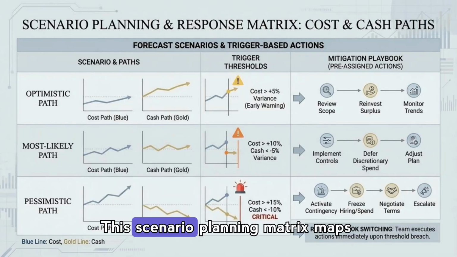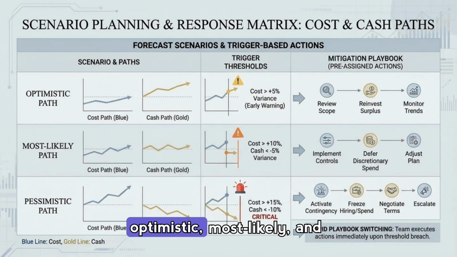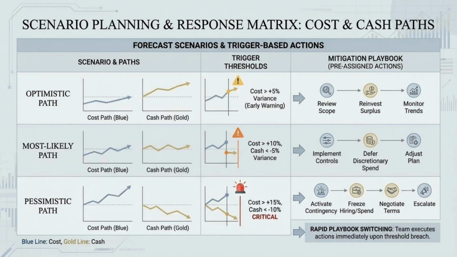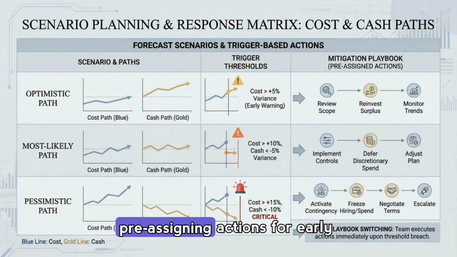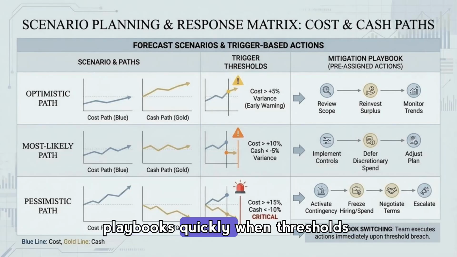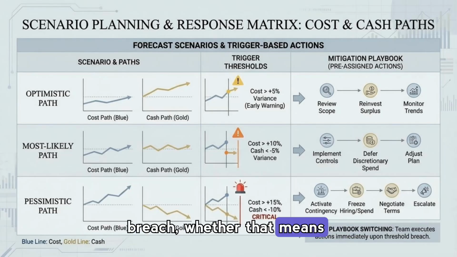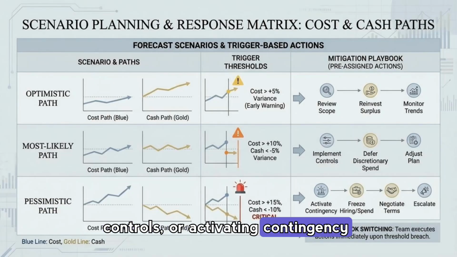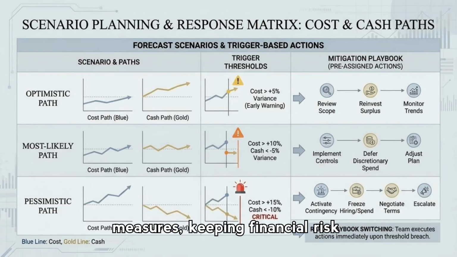This scenario planning matrix maps optimistic, most likely, and pessimistic cost and cash paths, alongside trigger thresholds and a mitigation playbook. By pre-assigning actions for early warning variances, teams can switch playbooks quickly when thresholds breach, whether that means reinvesting surplus, tightening controls, or activating contingency measures, keeping financial risk actively managed rather than reactive.